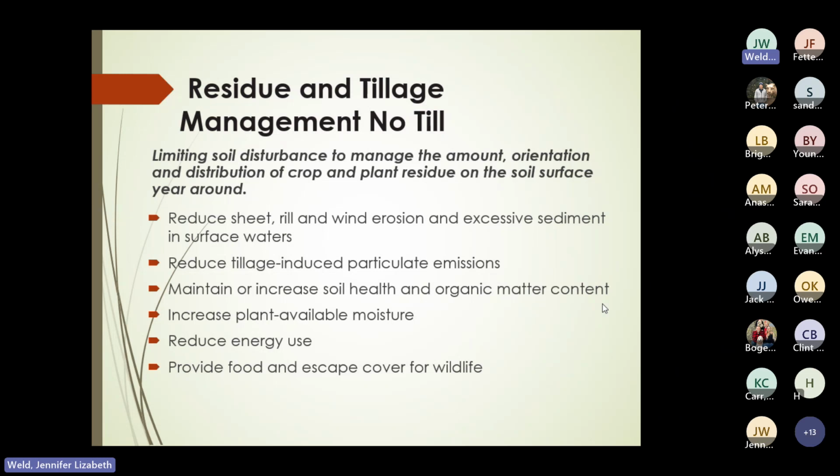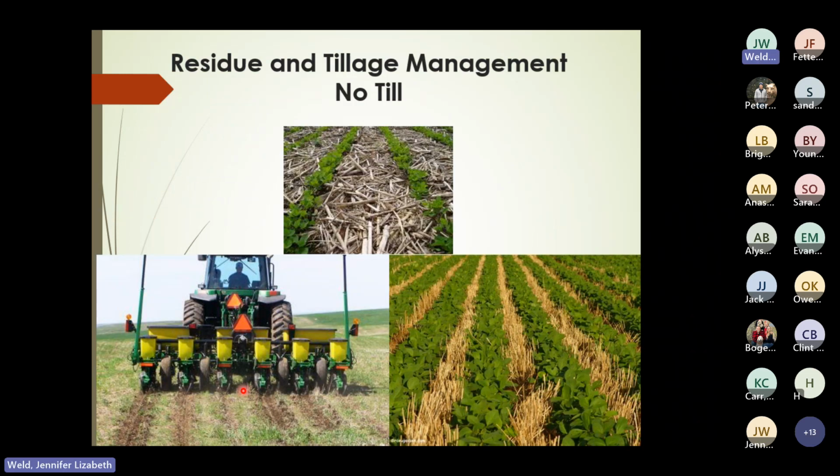Definitely, you can maintain soil health and organic matter content, right? The less disturbance there is, the more organic content there's going to be in the soil. You'll have more available moisture in a no-till system, reduced energy use, and you can also provide cover as well as food for wildlife. So there are many benefits to no-till when it comes to our resource concerns, from erosion to organic matter.